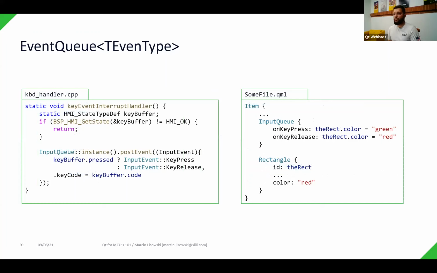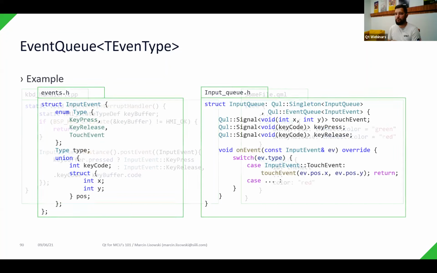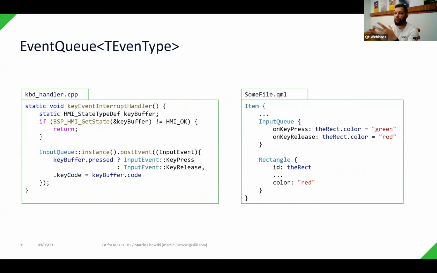Well, this is another part of the same example. So, for example, you can have some interrupt handler in which you are waiting for the touch events, and in that input interrupt handler, you can call your input queue, and there you can build your event and post that event in that queue. Then in the QML code, you can still watch your queue by just defining on key press, on key release, so on signal handlers with a correct logic for your app.